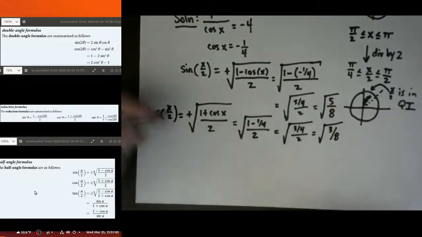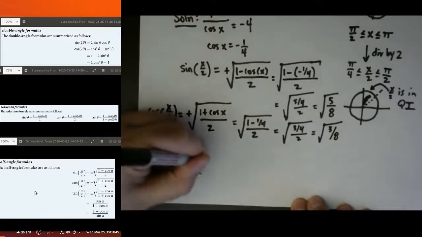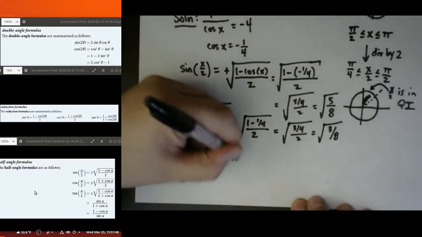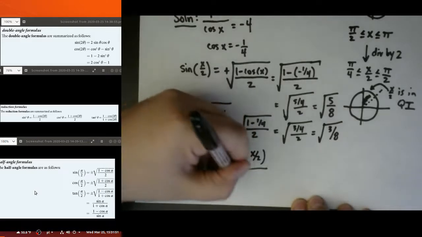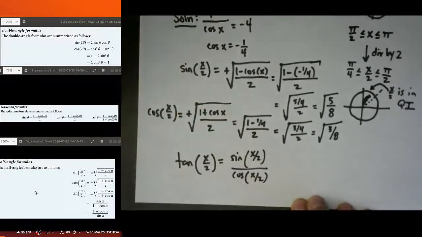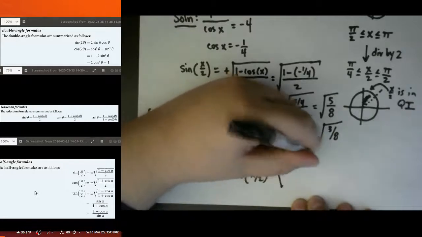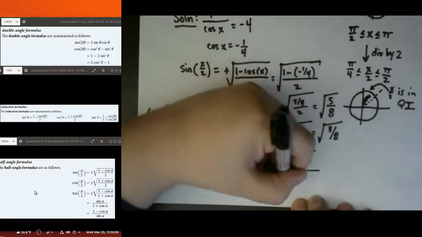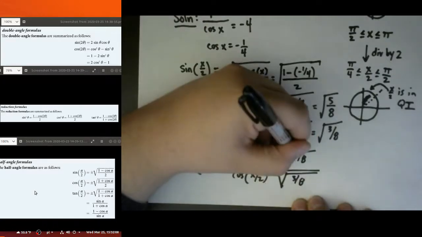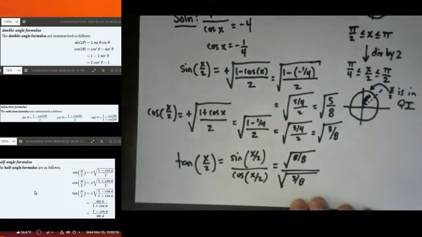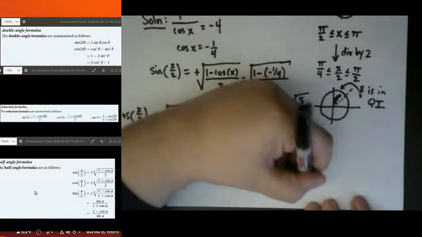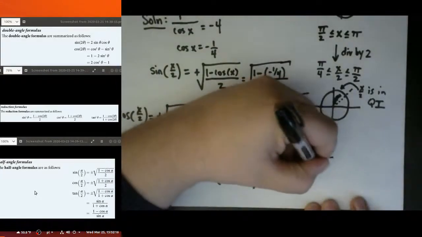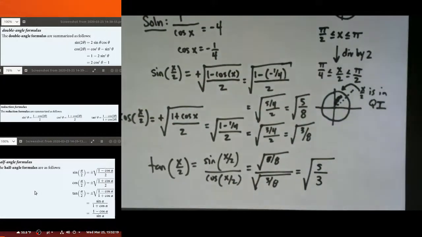So finally, tangent of x over 2, that's sine of x over 2 divided by cosine of x over 2. And that's, square root divided by square root is just one big fat square root. Let me write it, I guess, as both. Square root of 5 over 8 divided by square root of 3 over 8. We can write that as one big fat square root, flip and multiply, and you could see that that's really the same as square root of 5 over 3. So that's how you would do those half-angle problems.